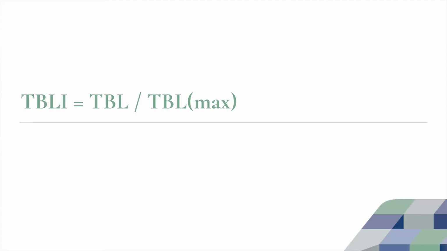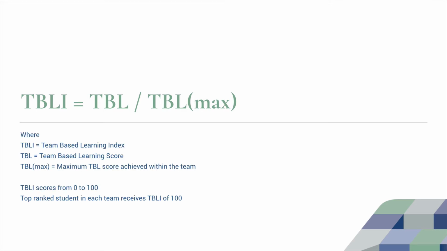Let's look now at how we calculate the Team-Based Learning Index from the Team-Based Learning Score. The key principle of the Team-Based Learning Index is that the top-ranked student in each team receives a Team-Based Learning Index of 100, and every other student in the team receives a TBLI rated in proportion to that number downwards.